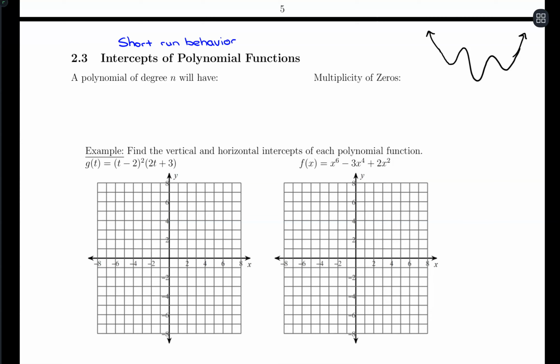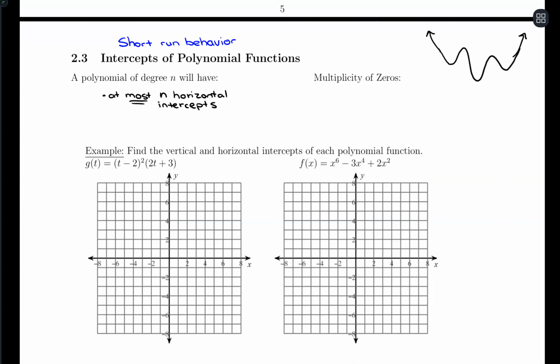So a polynomial of degree n will have at most n horizontal intercepts. Meaning, whatever the degree is, that's how many times at maximum, at most, we can cross the x-axis. So if I have a degree 5 polynomial, at most I'll cross that x-axis 5 times. We may cross it 4 times, we may cross it 1 time. That's all okay. But if we're crossing 6 times, that shouldn't be happening.